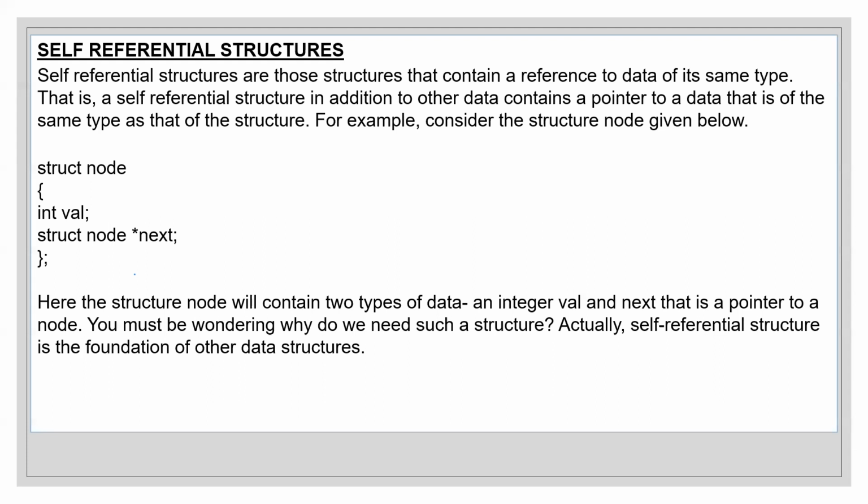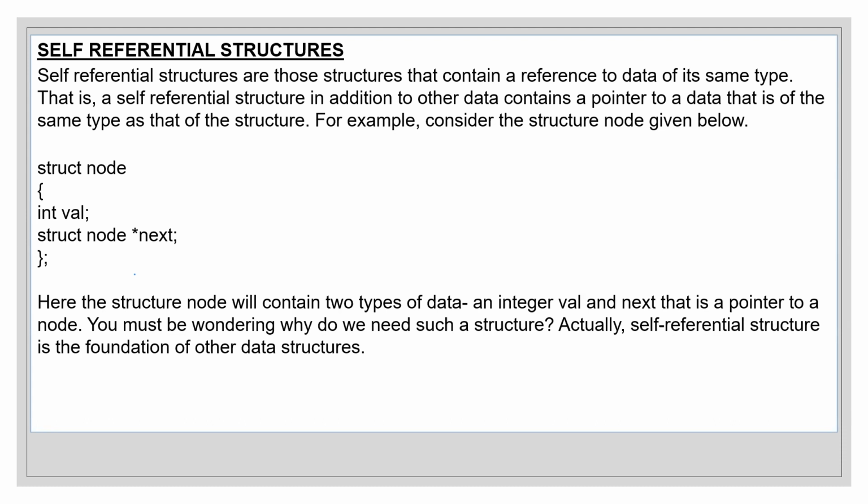This type of structure contains a pointer to data that is of the same type as the structure itself. So the structure contains a pointer of its own type, and it is also a member of the structure. For example, consider the structure node given below: struct node { int val; struct node *next; }.